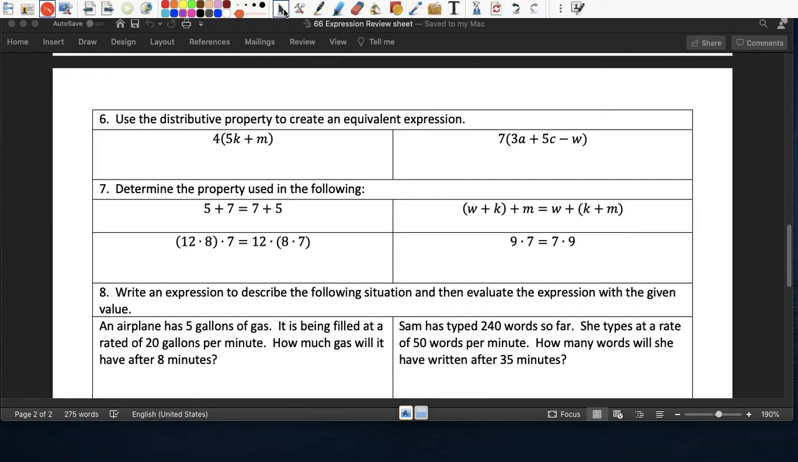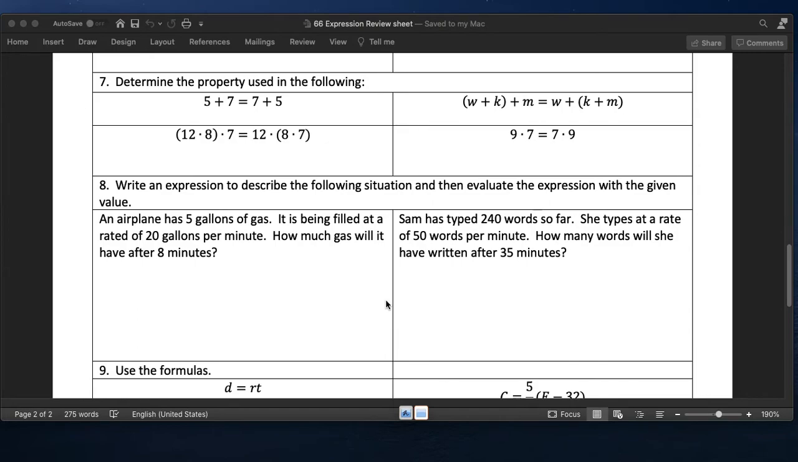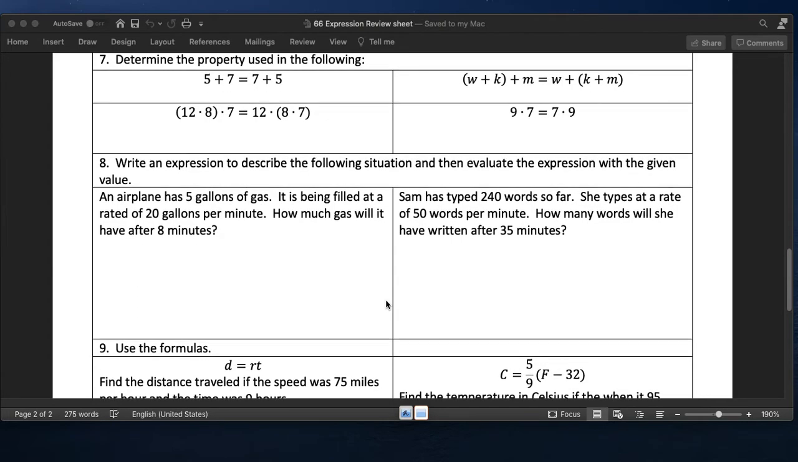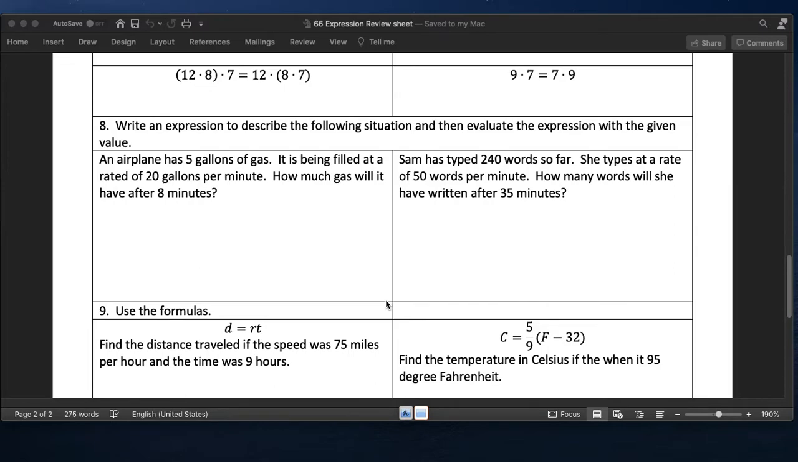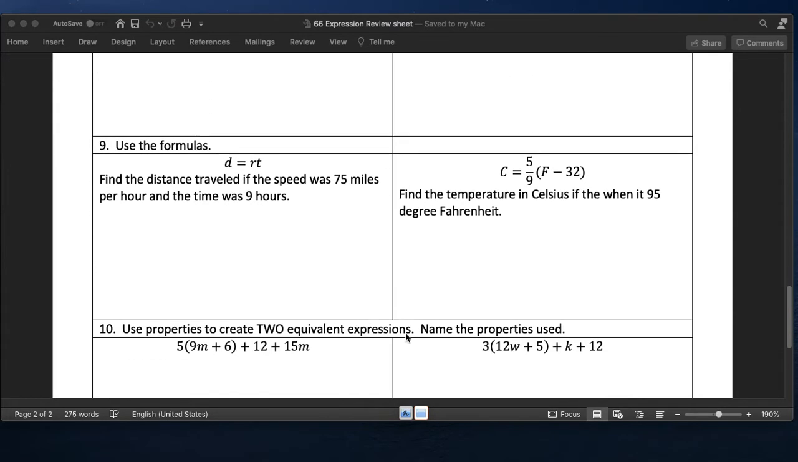Now we're gonna go here. Which of the following, an airplane has 5 gallons of gas. All right, we'll come back to number 8, okay?